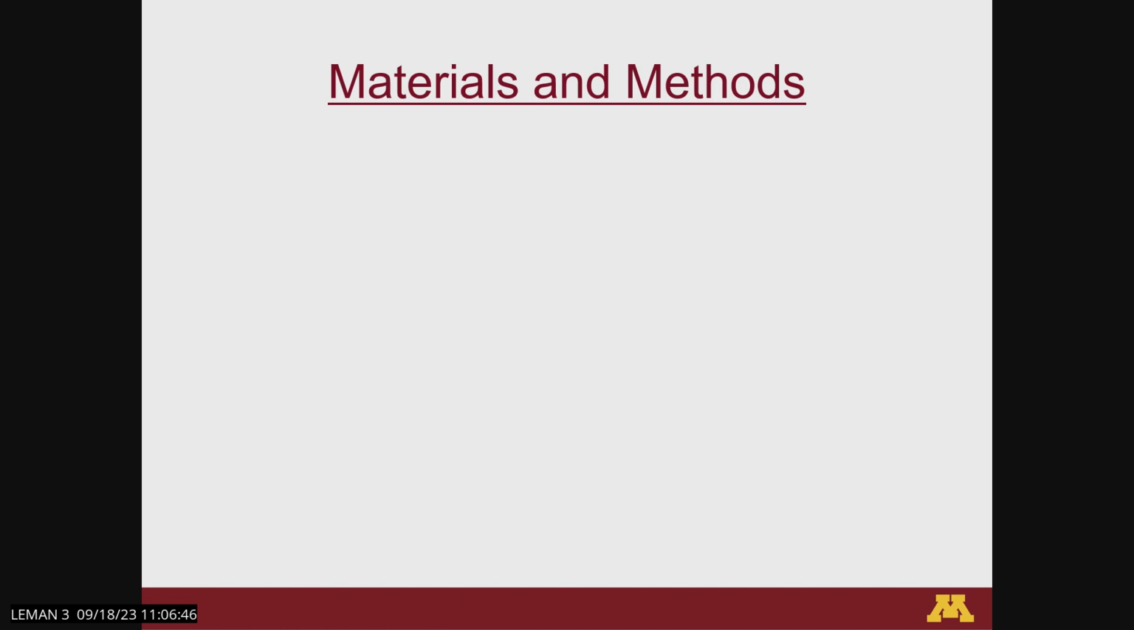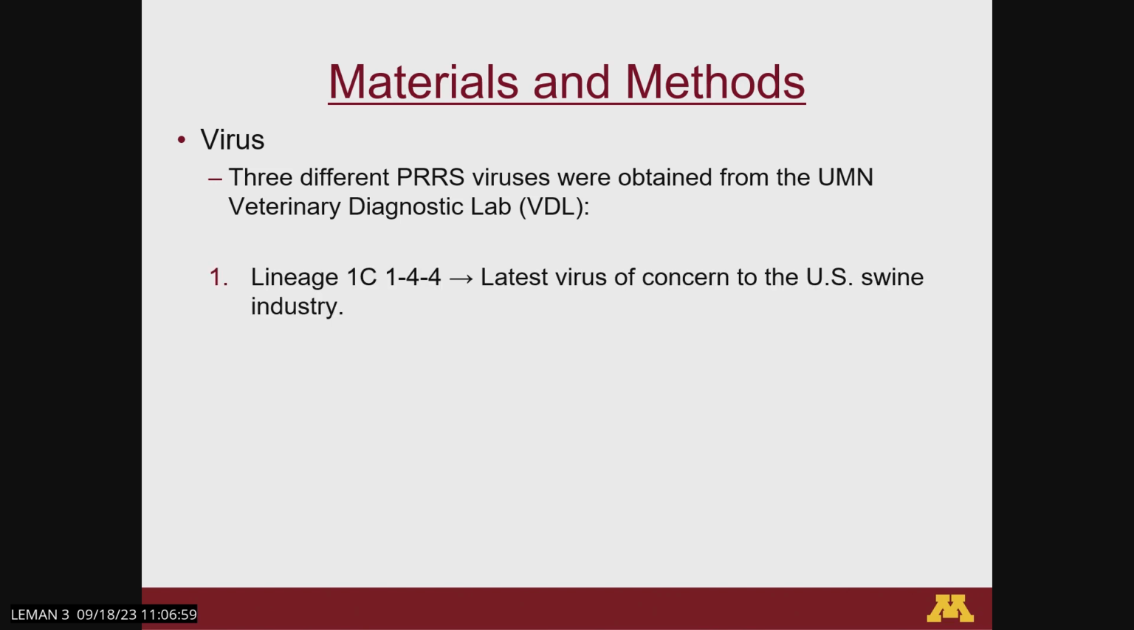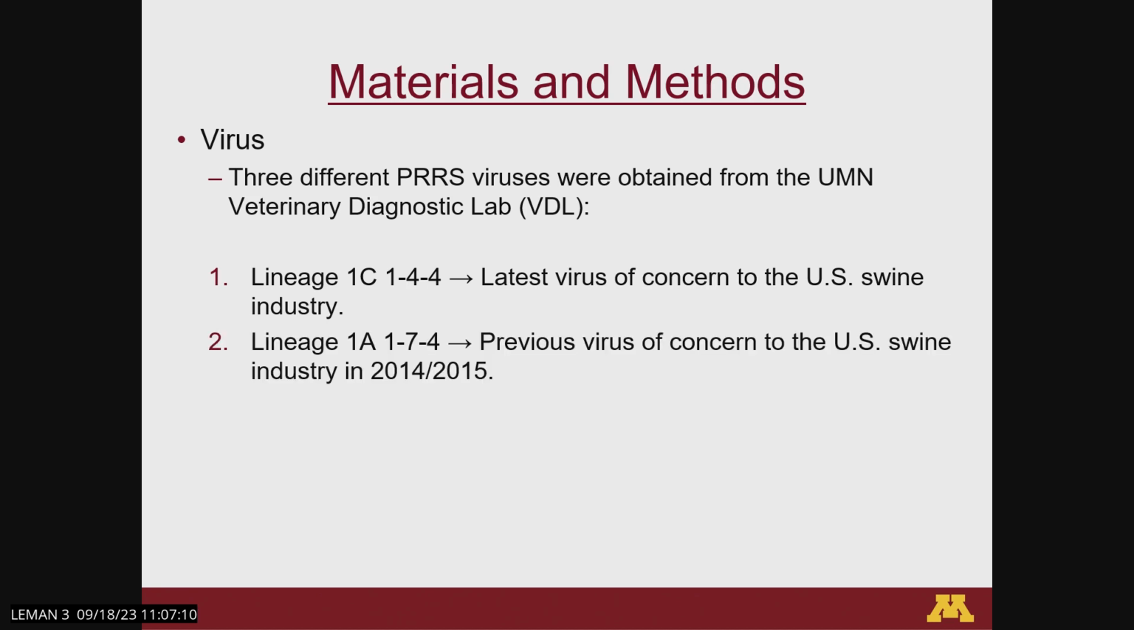So to start off, some materials and methods. Start with the virus. We gathered three different viruses from the UMN Veterinary Diagnostic Lab. The first one, of course, the L1C144 variant, which is the virus of latest concern to the US swine industry, followed by L1174, which is the previous concern to the swine industry between 2014 and 2015. And we needed one more, which was a lineage 9142, just as a reference virus.